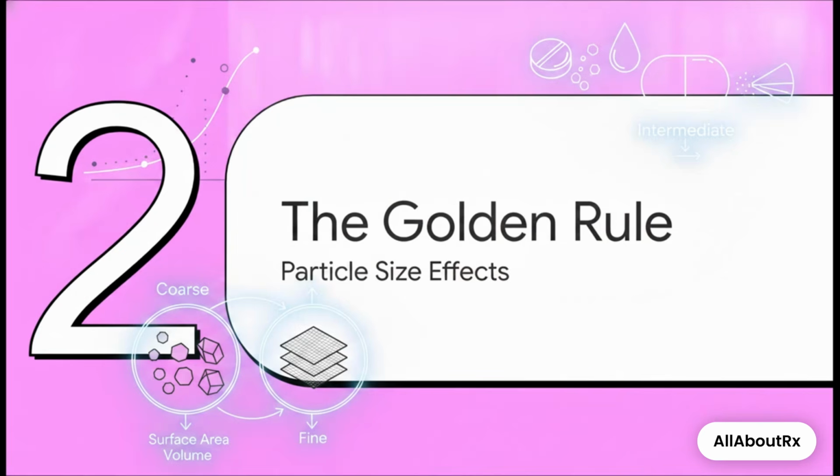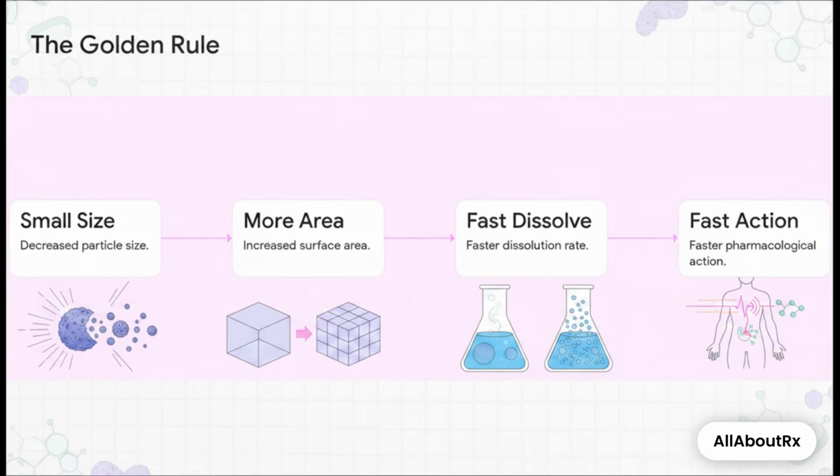Let's move right along to Section 2, the golden rule. This is absolutely crucial to understand. The golden rule of micromeritics states that decreasing a particle's size exponentially increases its available surface area. And this physical change triggers a direct cascade effect. More surface area leads to much faster dissolution in the body's fluids, which ultimately leads to faster pharmacological action. It's a pretty simple chain reaction, but it is literally the backbone of effective drug design.